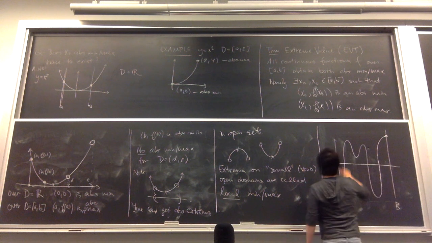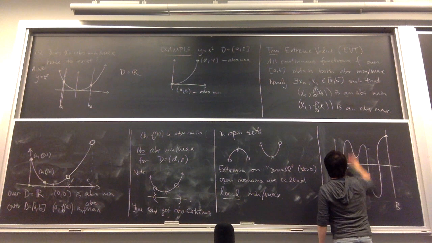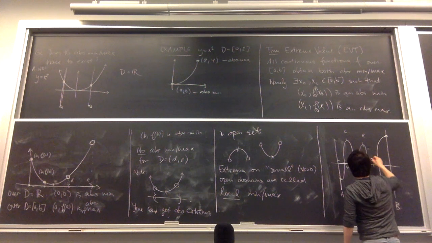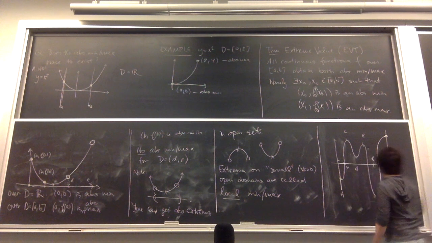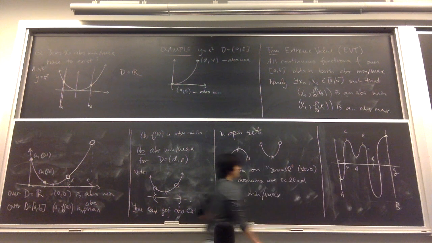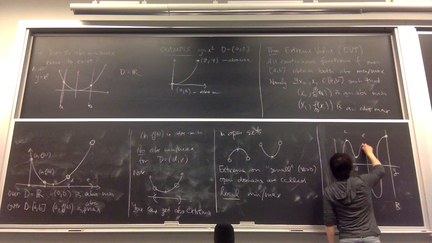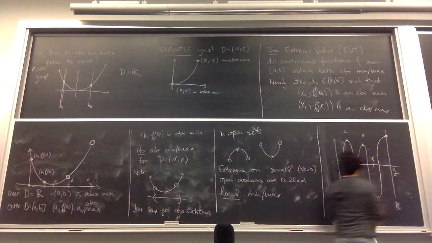Okay, so there's one. We'll call this A. We'll call this point B. Call this one C, D, E, F, and G. I want you to classify all of those points for me as being absolute minimum, maximum, local, or neither.